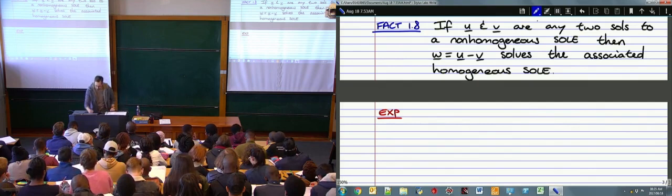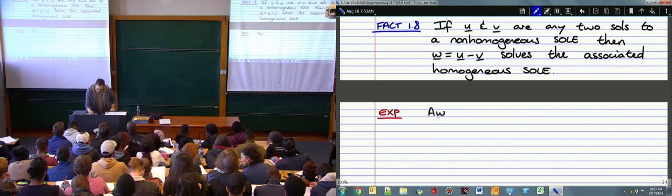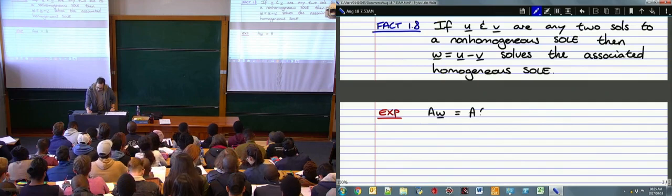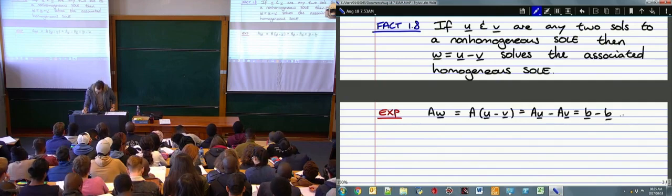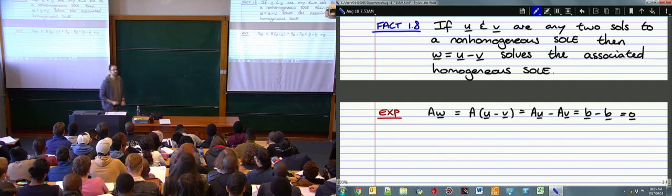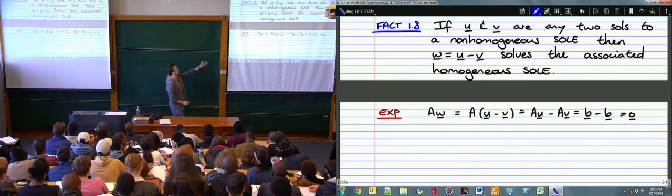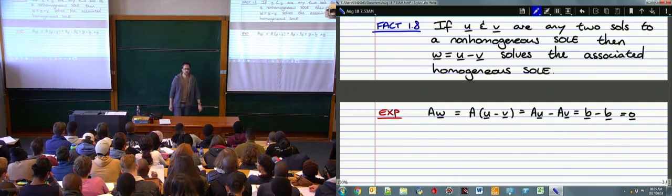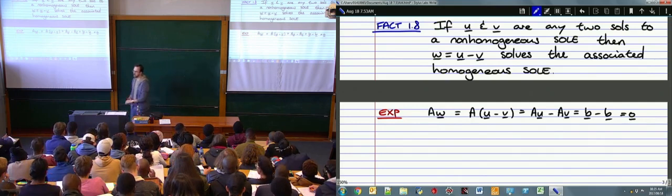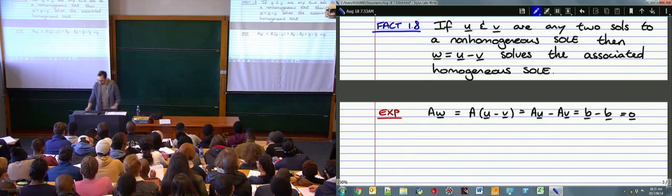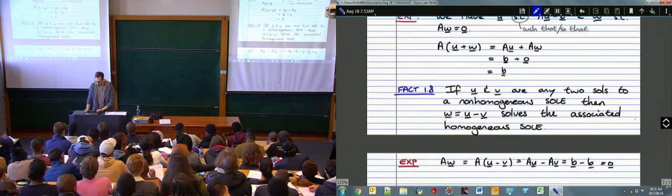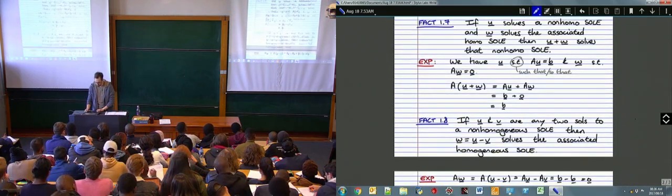So we write down something like this. It's very quick. A acting on W is the same thing as A acting on U minus V. That's the same thing as AU minus AV, which is the same thing as B minus B, which is 0. And all we've done is use the linearity of A and the fact that U and V are solutions to the non-homogeneous system of linear equations.